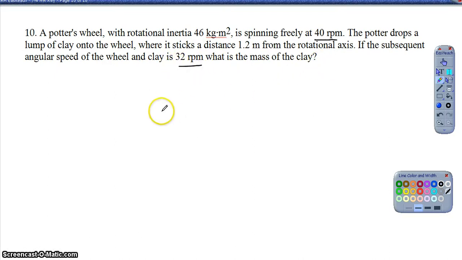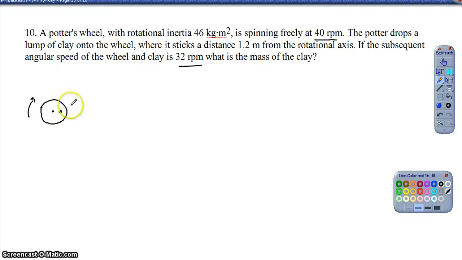So the key concept here, right, originally the wheel is rotating with whatever its revolutionary velocity is, and it's rotating, right? As we then drop the blob of clay a certain distance from the center of rotation, it causes the wheel to slow down, right? And why does it cause the wheel to slow down?